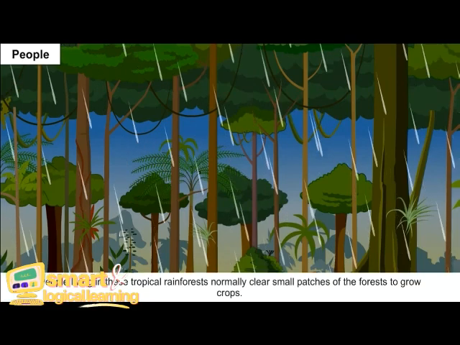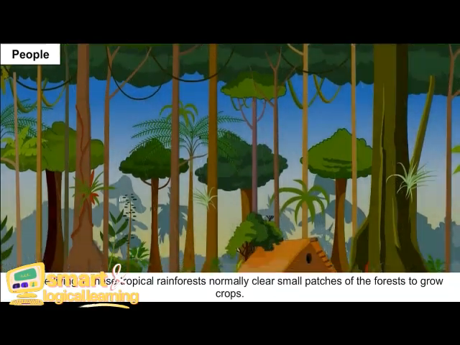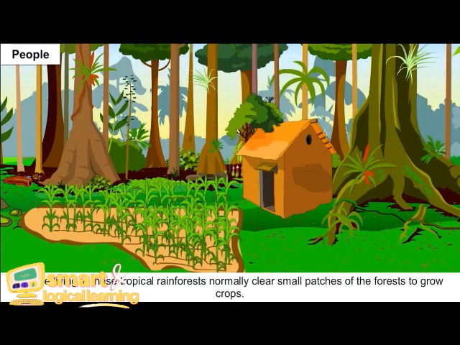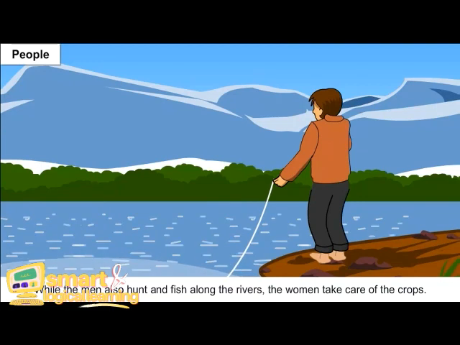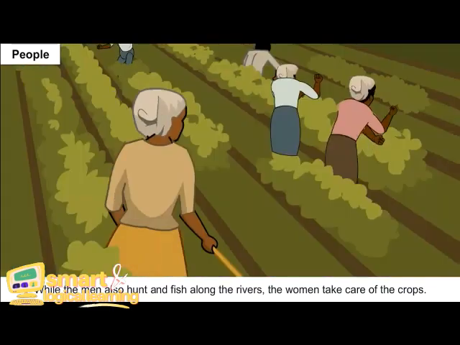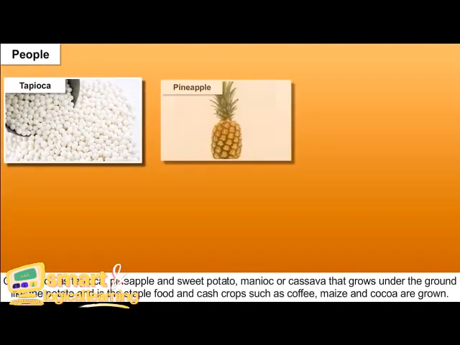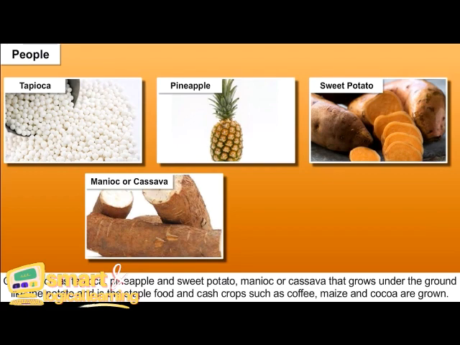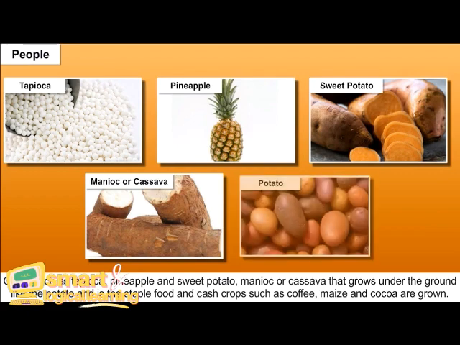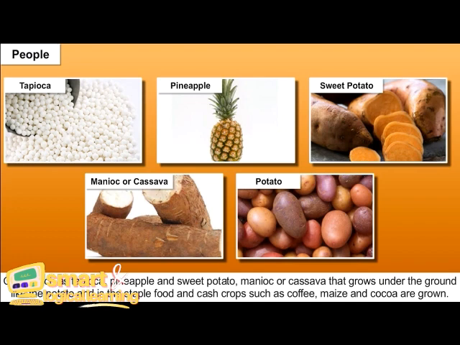People. People living in these tropical rainforests normally clear small patches of the forests to grow crops. While the men also hunt and fish along the rivers, the women take care of the crops. Crops such as tapioca, pineapple and sweet potato, manioc or cassava that grows under the ground like the potato and is like staple food, and cash crops such as coffee, maize and cocoa are grown.